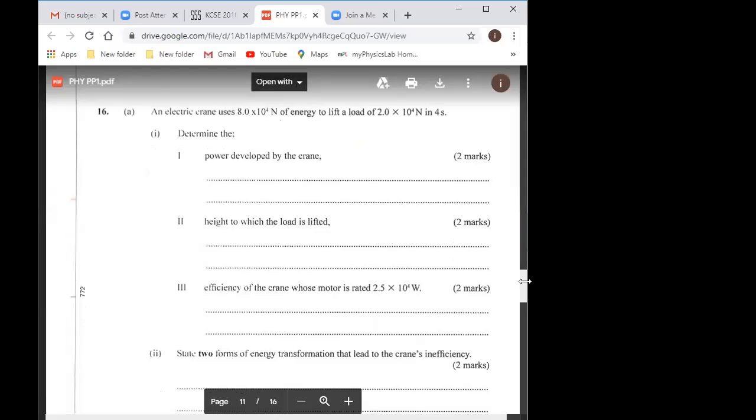Number 16. This is still another question that had some error, but I'm going to correct you. An electric crane uses 8.0 times 10 to the power 4 joules. So this part is joules, not newtons, of energy. The unit of energy is joules. So it contains 8.0 times 10 to the power 4 joules of energy to lift a load of 2.0 times 10 to the power 4 newtons in 4 seconds. Determine the power developed by the crane. So do the calculation, get the power developed by the crane. Work it out.